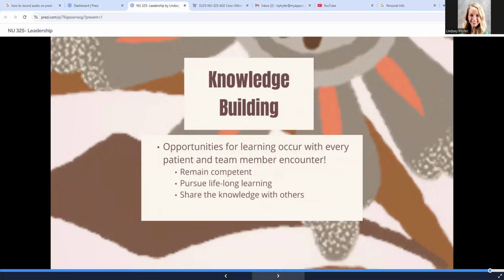Knowledge building. So opportunities for learning occur with every patient and team member encounter. So it's important that as nurses, we always remain competent, we pursue lifelong learning, and we share that knowledge with others. So once you get out into the real world, believe it or not, there's going to come a day where you are going to have a nursing student with you. And I just ask that you remember what it felt like for you to be a nursing student and share the knowledge and clinical skills that you have with newcomers. I know that seems like a long way away, but believe it or not, it's going to be here sooner than y'all know. So just keep that in mind as you move forward in this program.